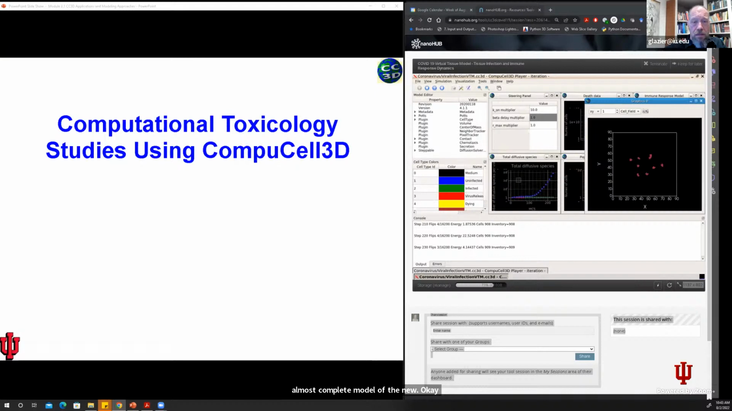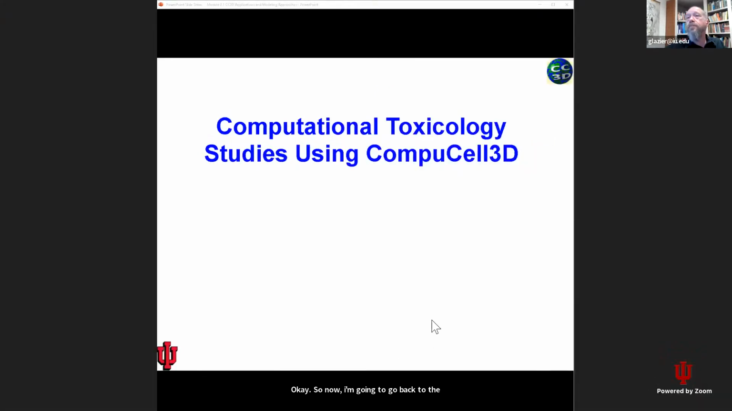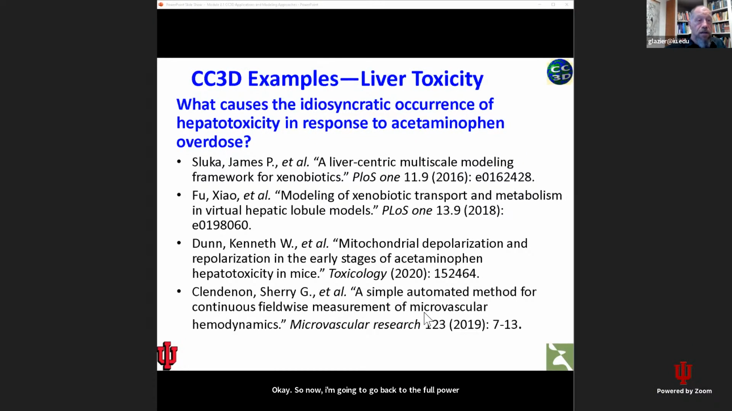Okay, so now I'm going to go back to the full PowerPoint. So we've also used this kind of modeling a lot in computational toxicology. We were very interested in liver toxicity.